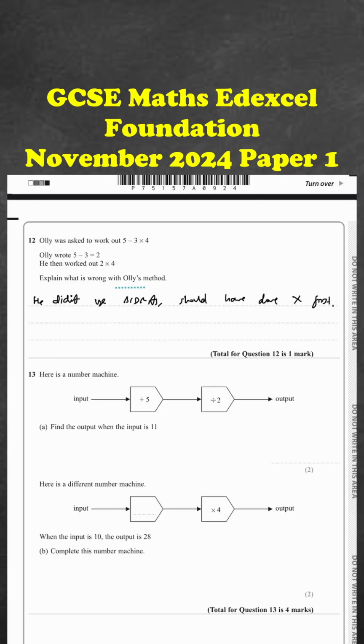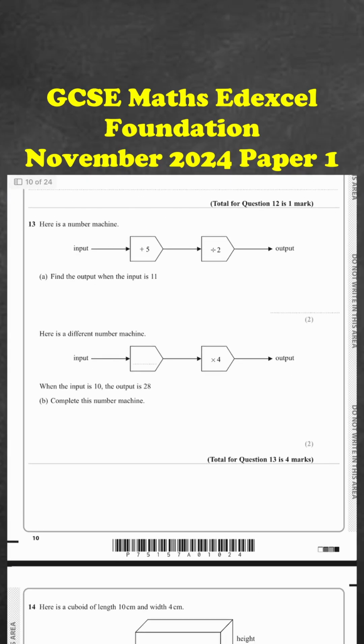So, question number 13. Here is a number machine. Find the output when the input is 11. So we'll have 11 plus 5 gives you 16, divided by 2 gives you 8.